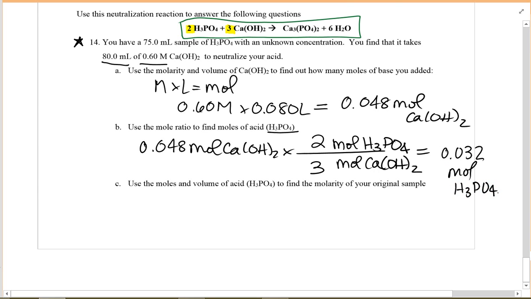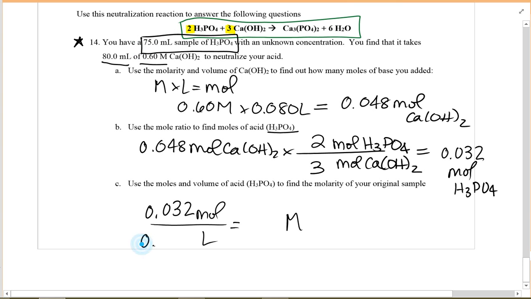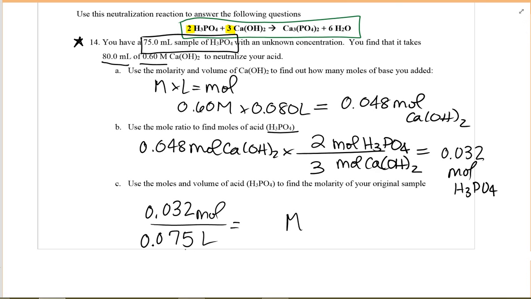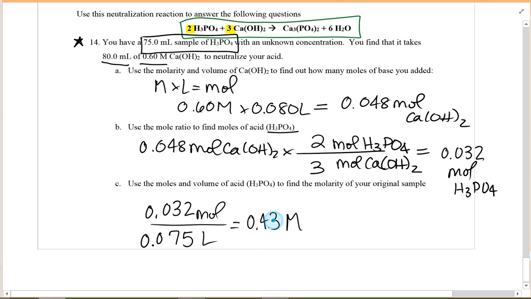So now I know my moles of acid. I just have to do my last step where I take my moles divided by liters to give me molarity. So I've got 0.032 moles of phosphoric acid. My volume of phosphoric acid is 75 milliliters. Divided by 1,000, get 0.075 liters. And I've got 0.032 divided by 0.075, and that is 0.43 molarity.